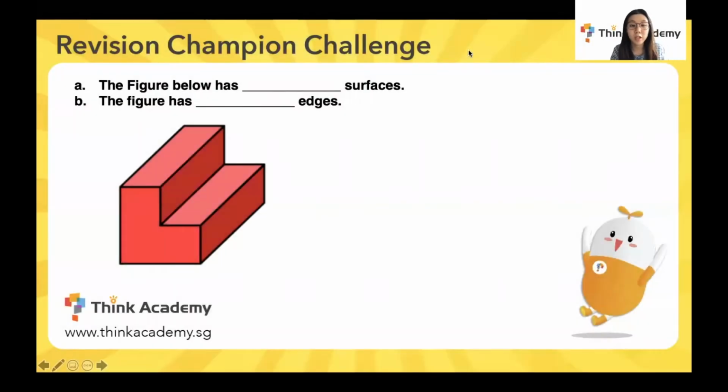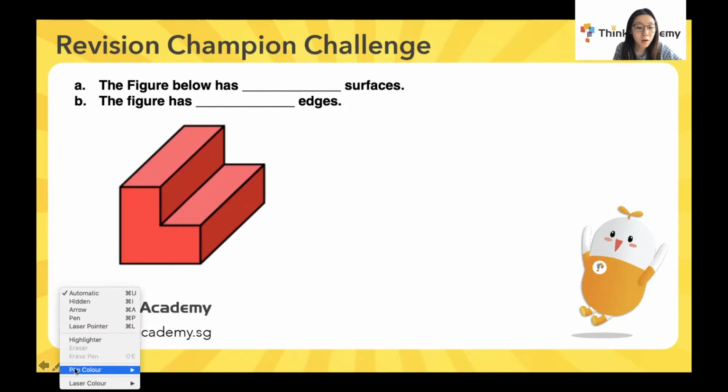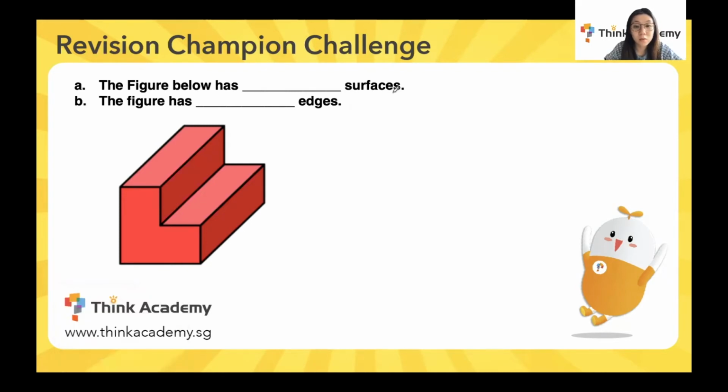Okay, so for this question, we're going to read the question together, okay? So firstly, it says the figure below has how many surfaces and the figure has how many edges. Alright, so let's solve part A first. So part A, it says that the figure below has a number of surfaces. So let's count the number of surfaces over here, okay? So we have 1 over here, we have 2, we have 3, we have 4, we have 5, okay? So we have 5 surfaces that can be seen.